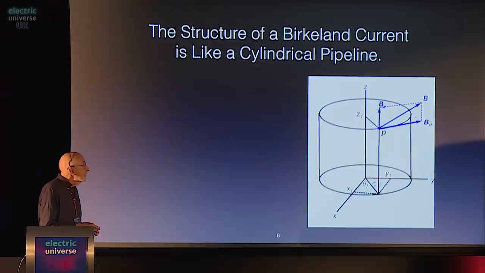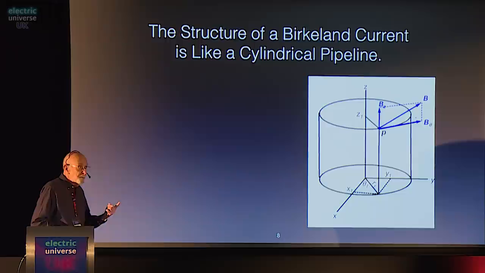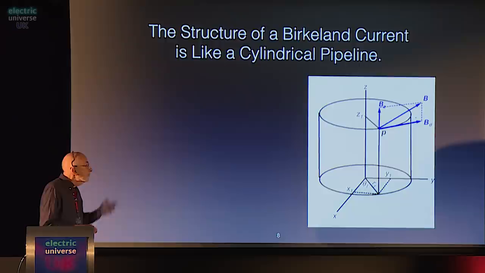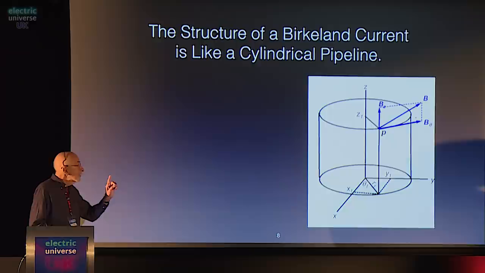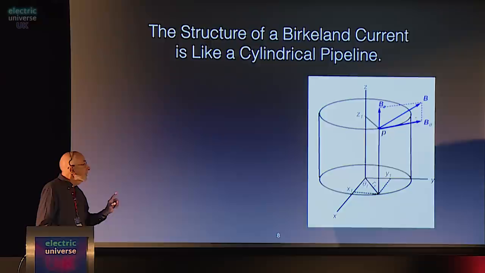In any event, if we know at point P that we have a resulting field, this diagram is labeled in B, which is the magnetic field, but if you want to change it in your mind's eye, change those B's to J's, that's fine. The current density is similarly formed as the magnetic field is. And what we ended up developing was an expression for the B_z, which is the component of the field and the current density that goes along the axis of the Birkeland current.